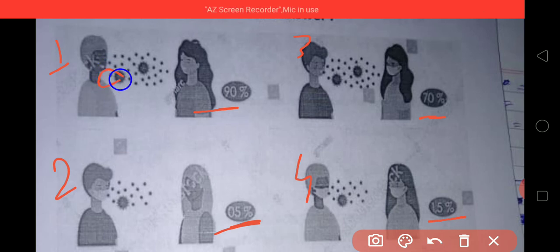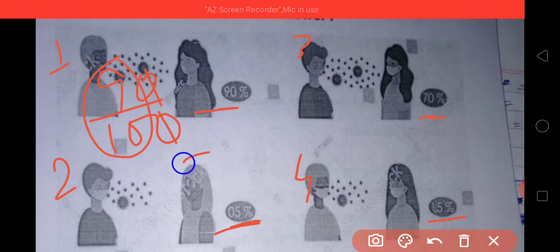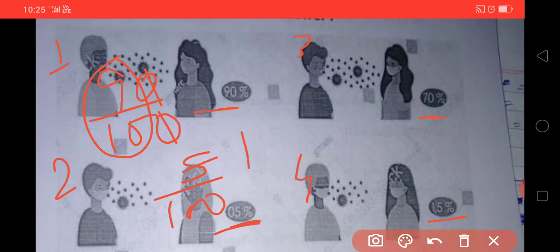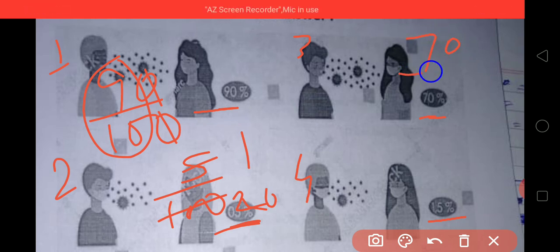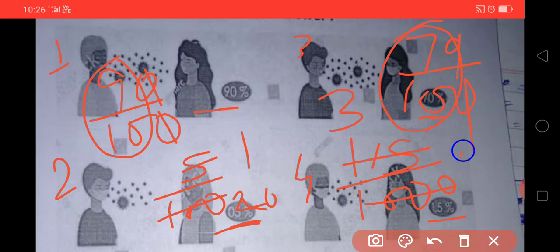So in case 1, out of 100, the probability is 90 by 100. You can cut, it is 9 by 10. In the second case, probability will be 5 by 100. You can cut, 5 ones are 5, 5 twos are 10. So it is 1 by 20. Now probability in the third case, that is 70 by 100. You can cut 0 to 0 and it is 7 by 10. In the fourth part, it is 1.5 by 100. So you can remove this decimal and put 0 here. Cut it, 5 threes are 15, 5 twos are 10 and double 0. So it is 3 by 200.